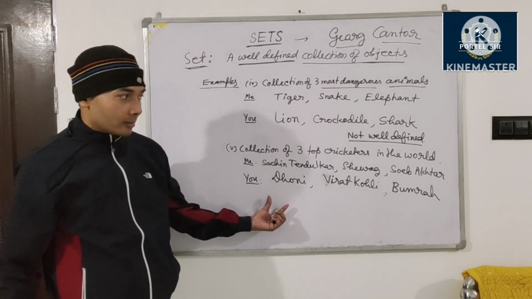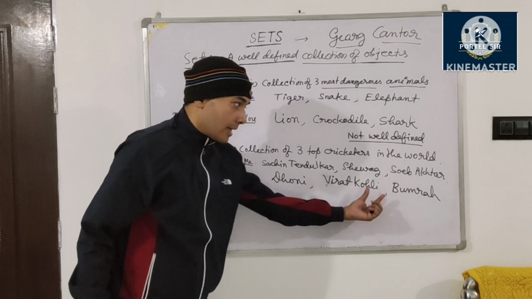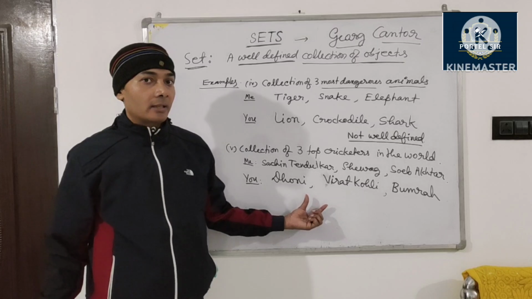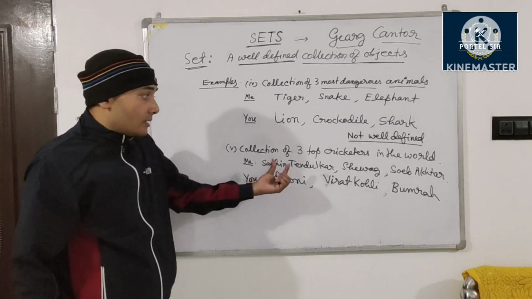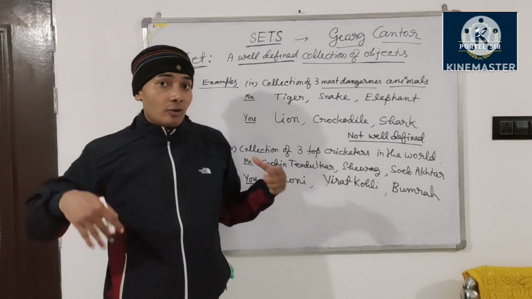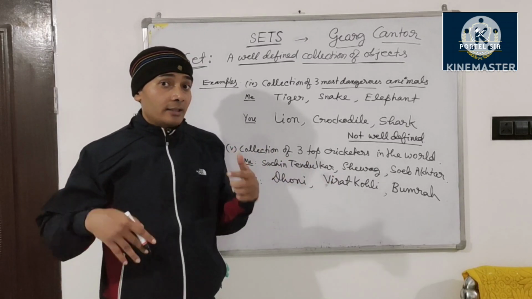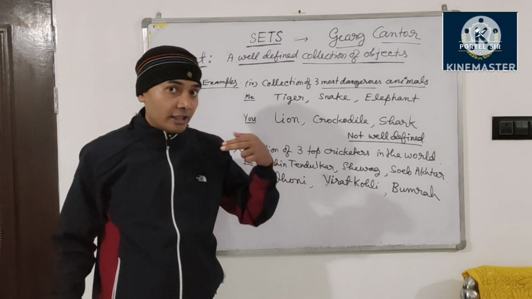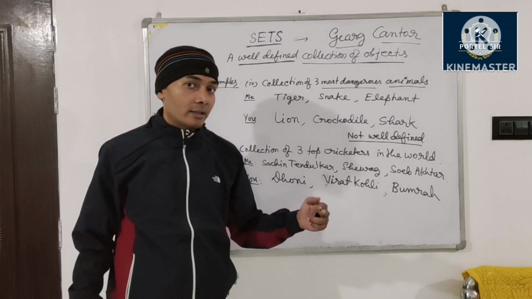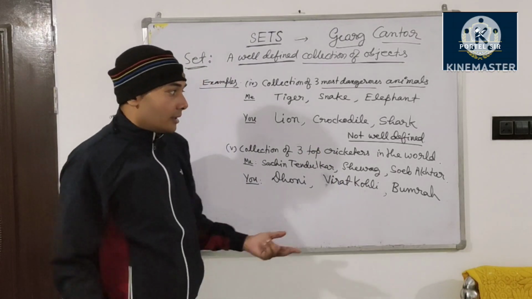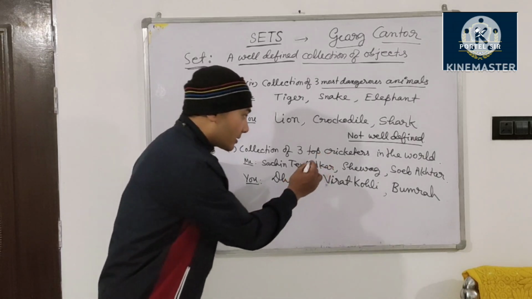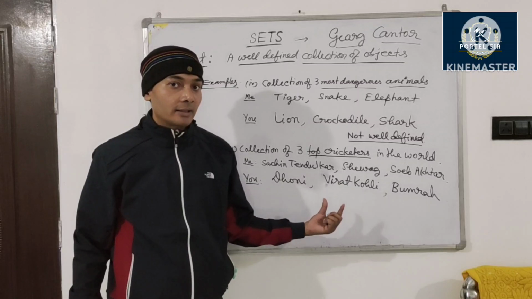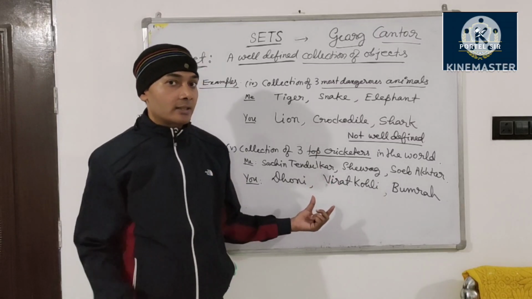So this is your collection: Dhoni, Virat Kohli and Bumrah. You consider that these three are top cricketers in the world. But I consider Sachin Tendulkar, Sehwag and Shoaib Akhtar are top cricketers in the world. So you can see this changes. Why does this collection change from person to person? Because this collection, these top cricketers, is not well defined in mathematics. Yes or not? That is why this type of change takes place.